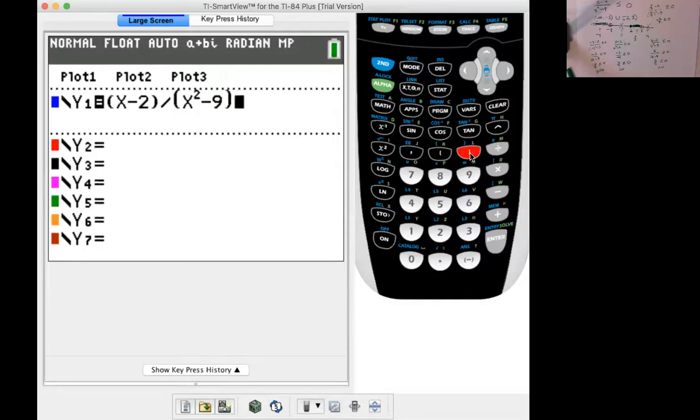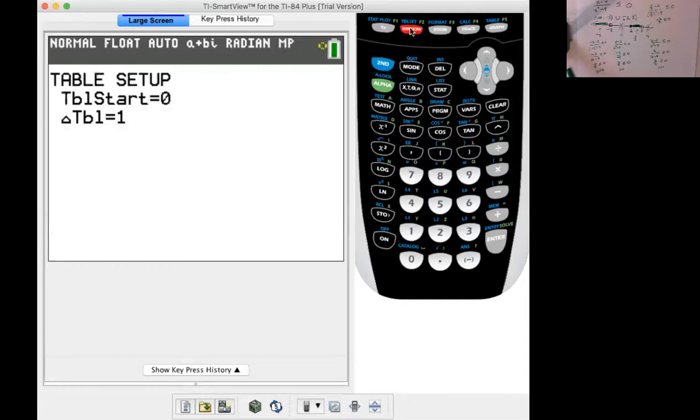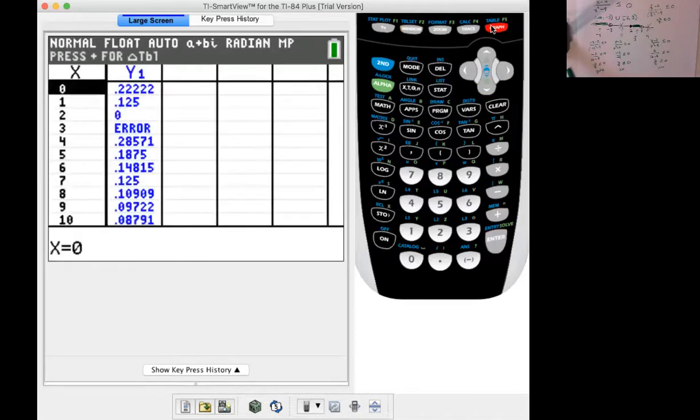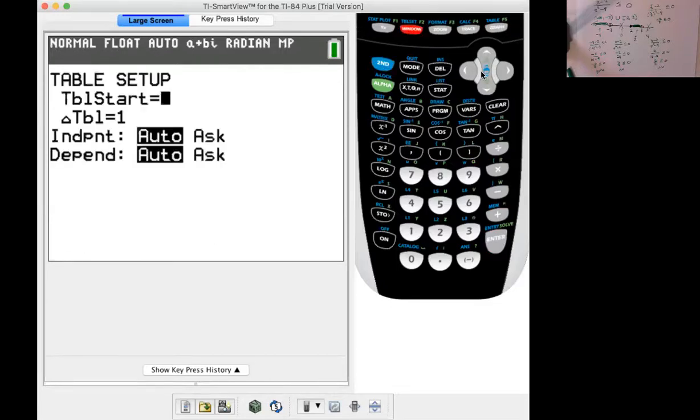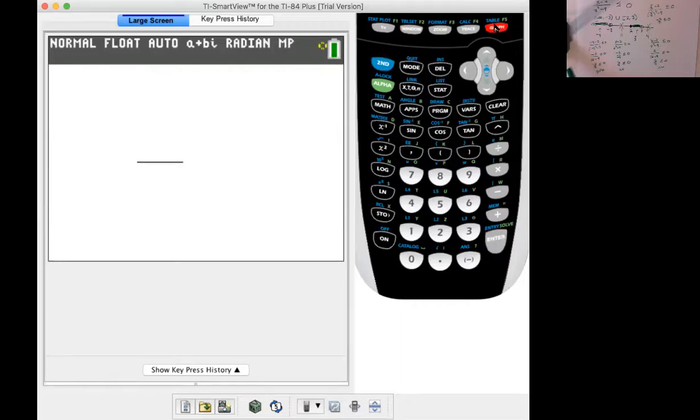I want to go ahead and create a table, second table set. Make sure it's on ask. If it were on auto, second table, it looks something like this. But I want to do it on ask. So second table set, take it down to ask for the independent variable. Then go to second table and plug in the numbers.